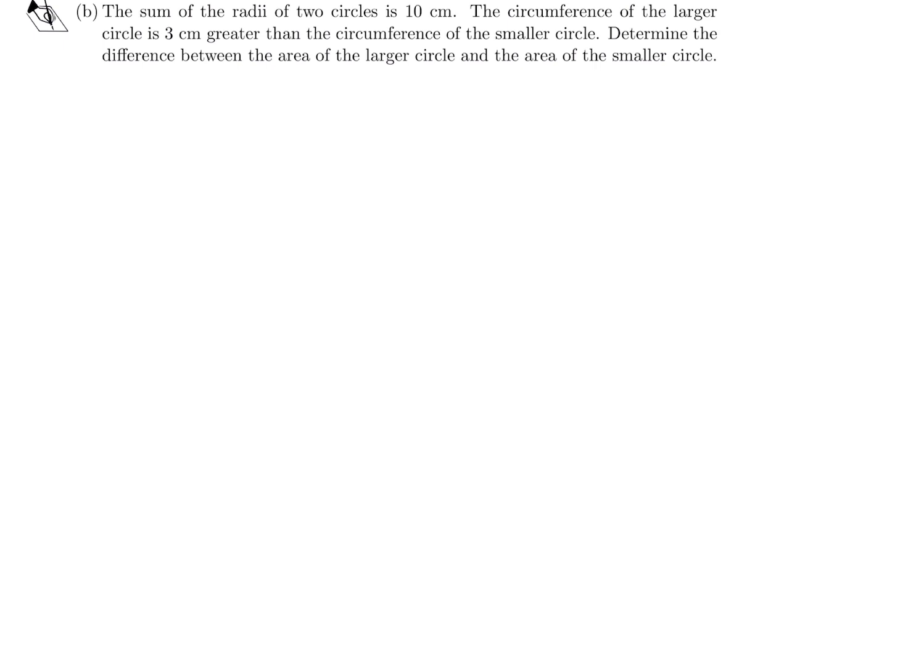The sum of the radii of two circles is 10. The circumference of the larger circle is 3 greater than the circumference of the smaller circle. Determine the difference between the area of the larger circle and the area of the smaller circle. So I'll call them radius 1 and radius 2, and they say the sum is 10. So that means that R1 is equal to 10 minus R2. The circumference of the first would be 2 pi R1, the circumference of the second would be 2 pi R2, and they say those circumferences differ by 3.